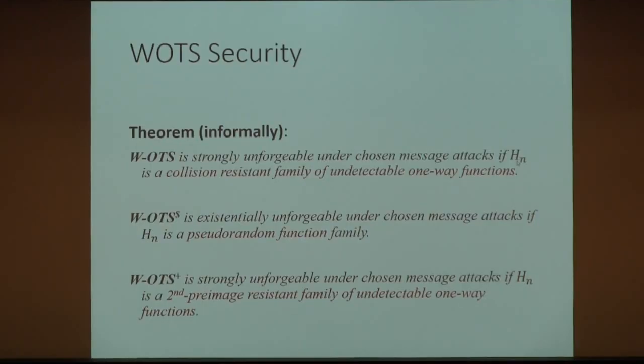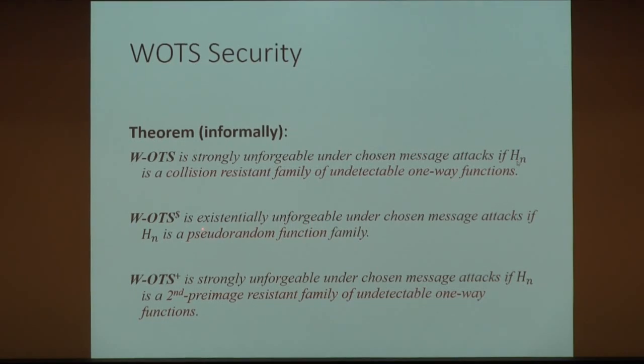So if you look at the security for the original one, we need a hash function family that is collision resistant, undetectable in one way. For this random walk through the function family scheme, we need a pseudo-random function family. And the issue with this one is that the proof is not very tight, so you cannot make very long chains. And for the last one, you need a second pre-image resistant, undetectable one-way function family. So that's more or less like the first one, but we replaced the collision resistance with second pre-image resistance.